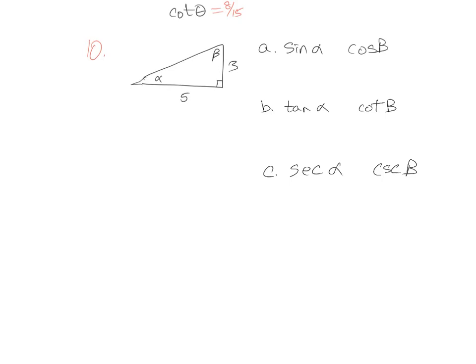Opposite over hypotenuse, right? What's the hypotenuse? How do we figure it out? So 5 squared plus 3 squared is equal to the hypotenuse squared. Everybody do it? Don't use your calculator. You get to use your calculator plenty, okay? So 30... So it's the square root of 34, all right?